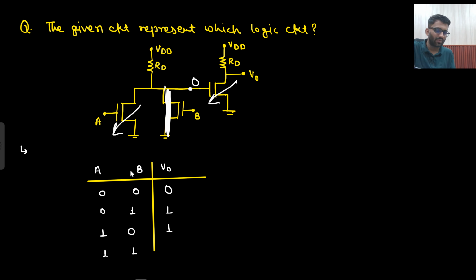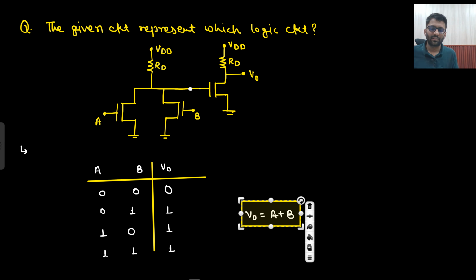If both are 1, that means both are on. Then 0 will travel here, and if this is 0, at V0 you will have 1, because 0 means open circuited, so VDD will come. This is one way of writing it. And what did you get to know? V naught is equal to A plus B. This is the truth table of the OR gate.